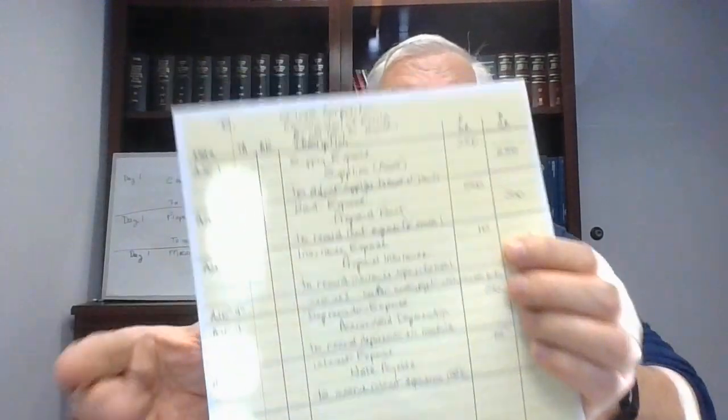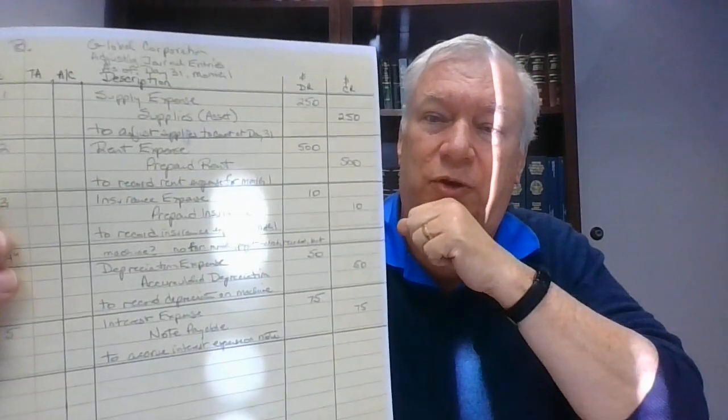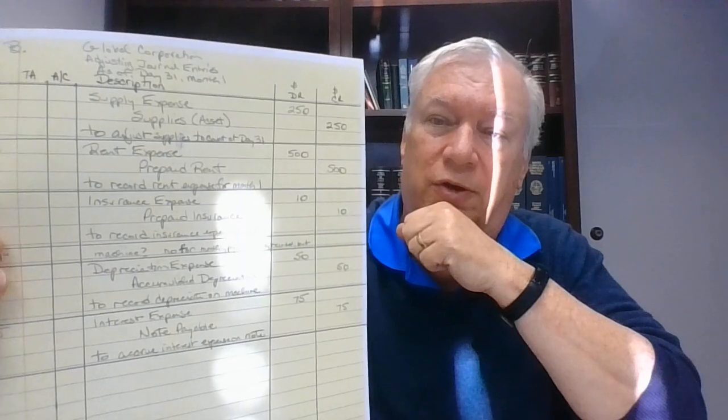And so our first adjusting entry is going to be to book an entry for supply expense. I'm sorry about the light in here. I've got the blinds closed, but it's a very sunny day and it's coming through and creating some glare. So hopefully you can see this, but you'll have this in your materials.